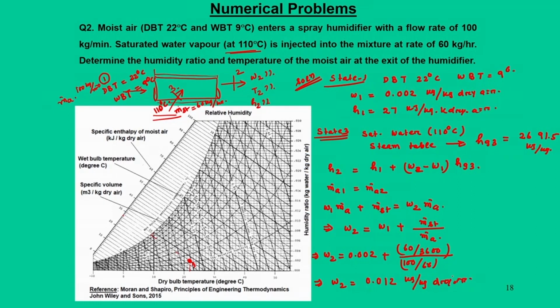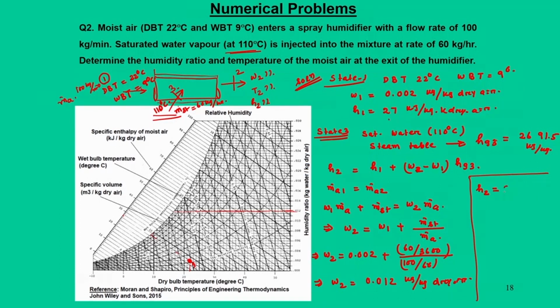Okay. So, state 2 is located on this line, 0.012. So, the 0.012 line is this. State 2 will lie on this horizontal line, but for the exact location we need another parameter which is unknown to us. But this can be found out because we know omega 2, we know H1, we know Hg 3. So, we can find out H2.